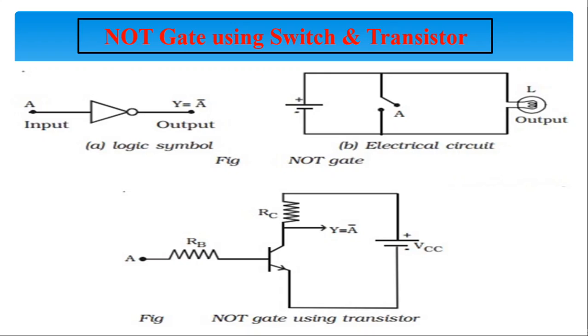When switch A is closed, input is high and the bulb will not glow. That is, the output is low and vice versa. The NOT gate inverts or complements the input.